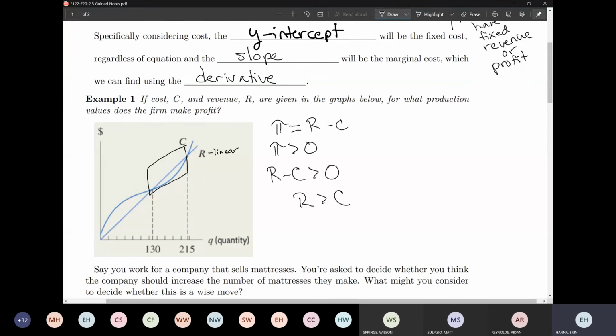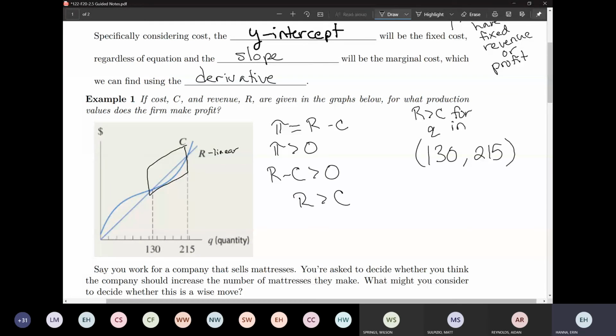So we would say that revenue is equal to cost, sorry, greater than cost. Now I can't even talk. Revenue is greater than cost, so they were nice and put these lines here for us. So we would say that revenue is greater than cost between 130 and 215. And I'll write it like this. Revenue is greater than cost for Q in that interval.